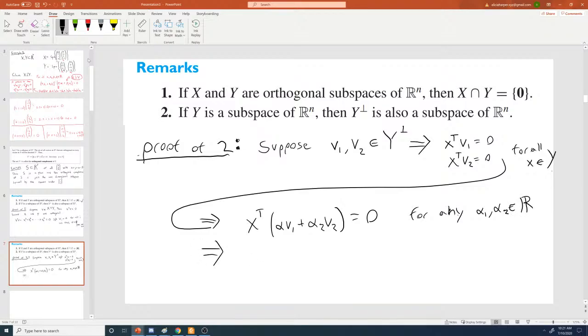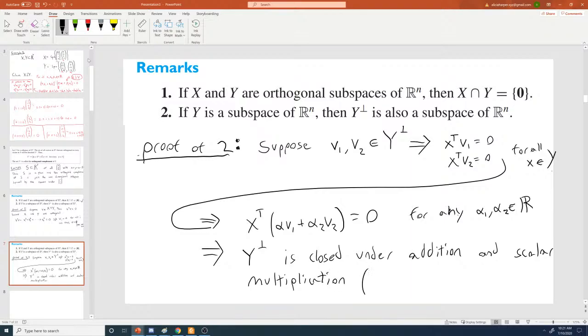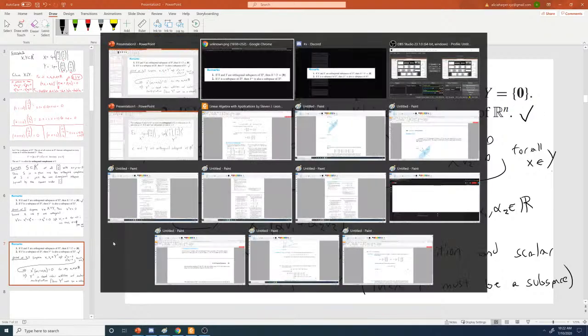And this implies that the orthogonal complement of Y is closed under addition and scalar multiplication. And if this is true, then the orthogonal complement of Y must be a subspace. And so this completes the proof of part 2 of these remarks. And so now we can move on to some more meaty examples.